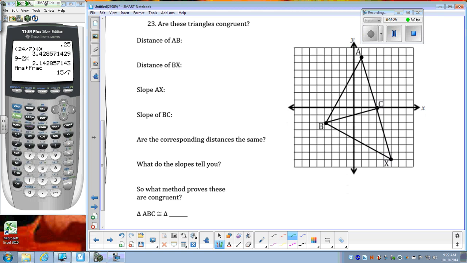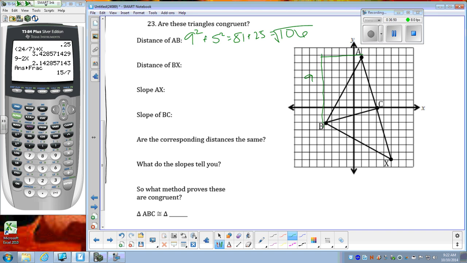All right. This next one is asking us for a couple different things. I find the distance AB, so I went up 9. 9 squared plus 5 squared, 81 plus 25, 106, and then I take the square root of that.